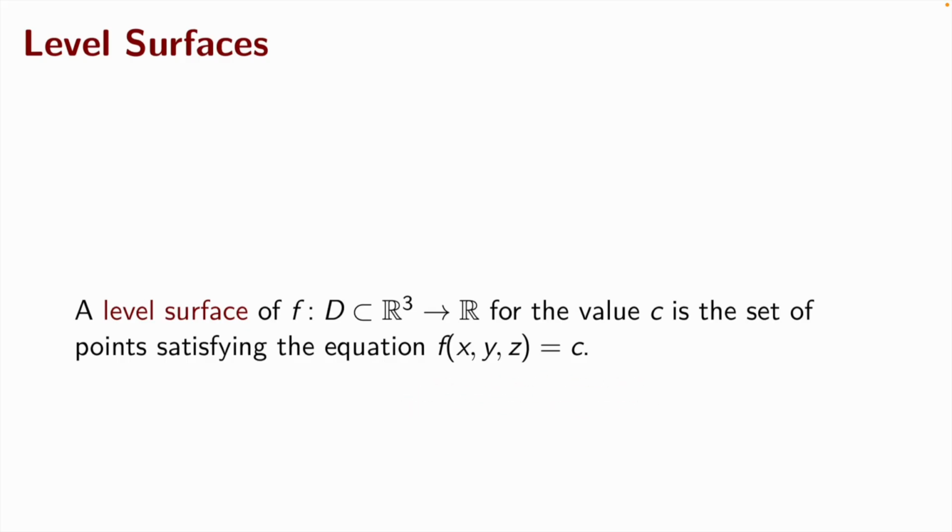objects defined by the equation f of x, y, z equal to a concrete value. And so these ones, the intersection of this graph in R4 with generalized planes, is going to give us, instead of a level curve, a level surface.